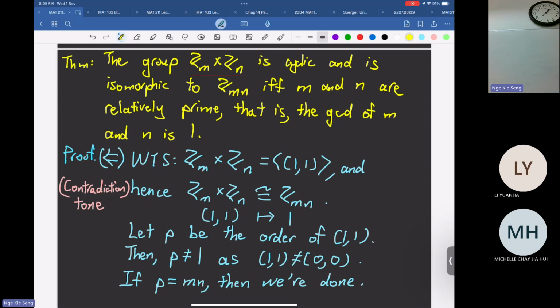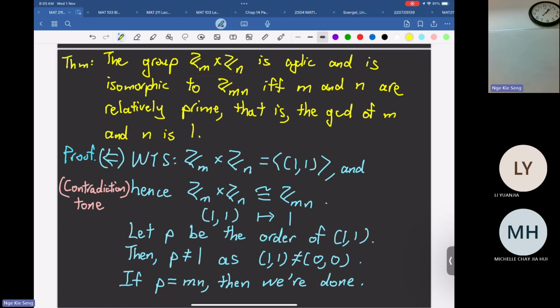So I said that there are two kinds of proof you can give: the contradiction or the direct proof, right? So this is for one direction. The direction is if I know that m and n are coprime, then I can prove that it is cyclic. To prove a group is cyclic, what do you need to do? You need to find the generator that generates the group.